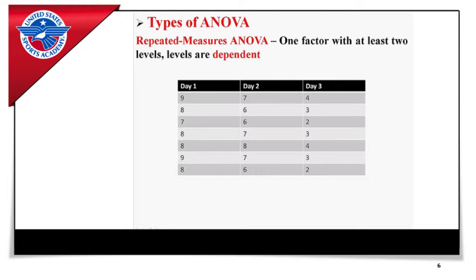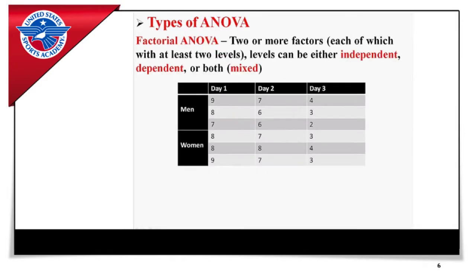Like now you can see the data has changed. We're measuring the same people, day 1, day 2, and day 3. It looks almost exactly the same, but now we're dealing with dependent data. So make sure you know the difference between independent data and dependent data. I actually have a separate lecture on that if you want to check that out.